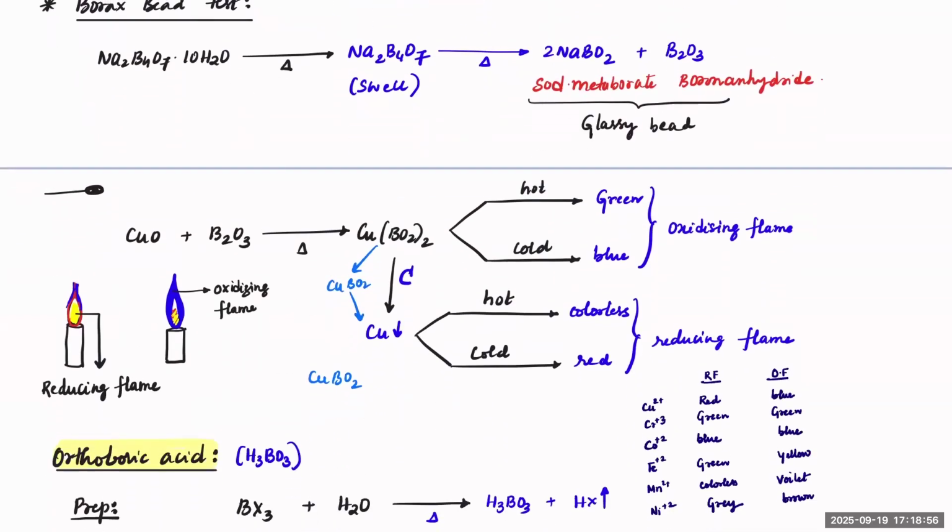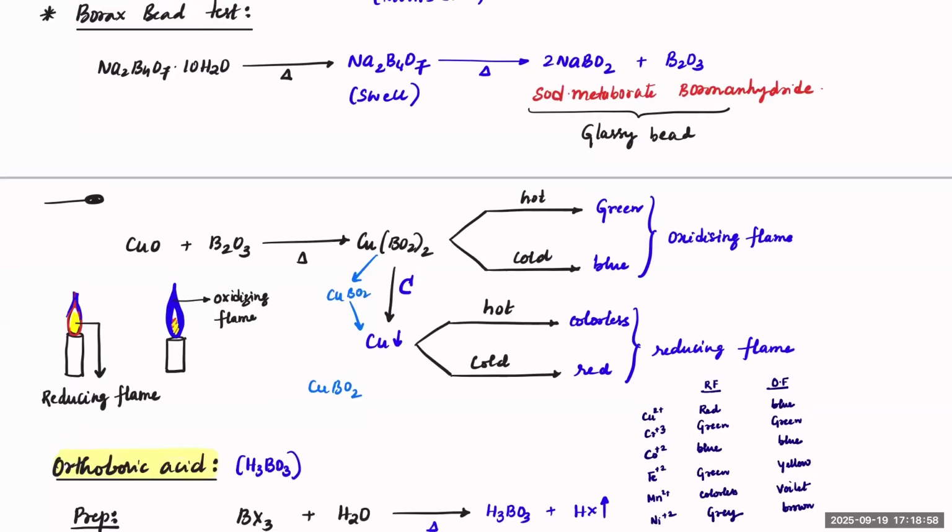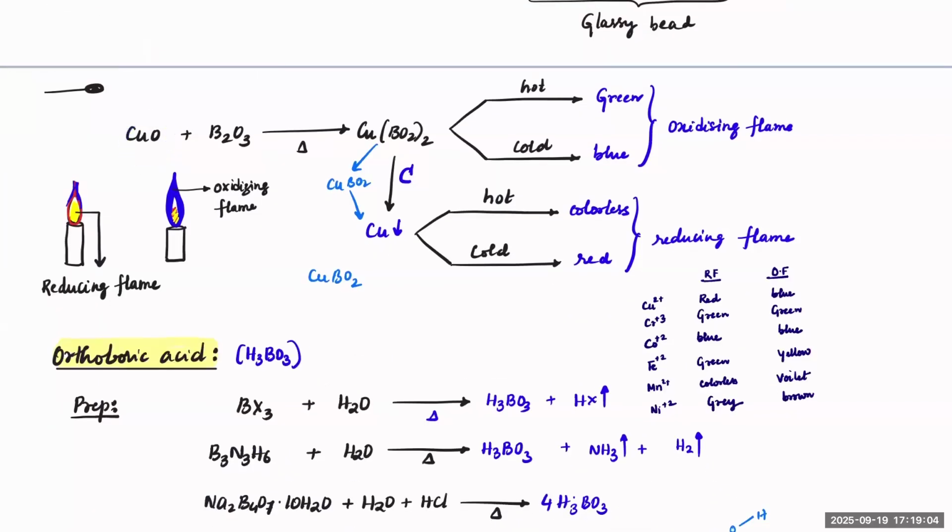Next, borax goes through the borax bead test, which we learned already. A glassy bead is formed. The copper one is the most important example which we will be using. CuO reacts with B2O3. First, it will become cupric borate, which is what you will observe in the oxidizing flame. In the oxidizing flame, when it is hot, it will appear green. In cold, it will appear blue.